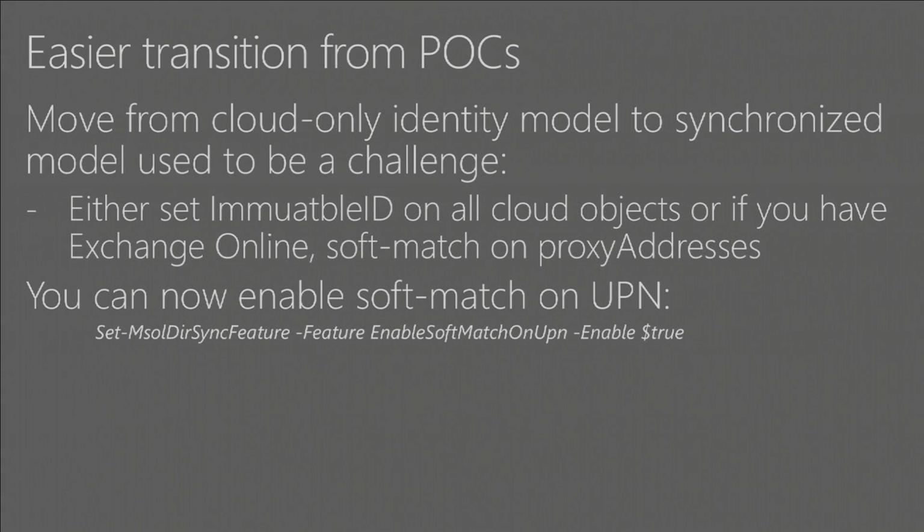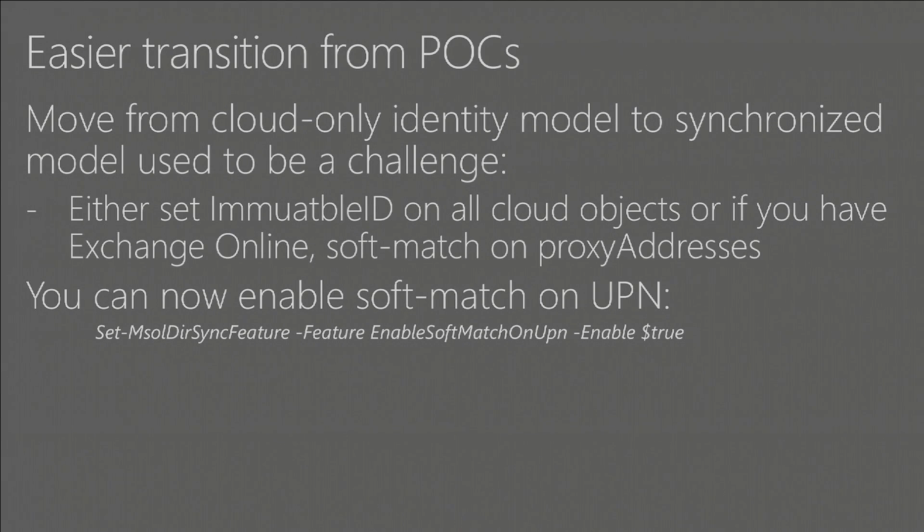And it used to be that the only way to do that was that you had to take the immutable ID and put that on every account in Azure Active Directory, which was a challenge because it was not that easy to actually calculate the value of the immutable ID. Or if you were lucky and actually had Exchange Online, you could set the proxy address and then we do the match on proxy address. Again, if you didn't have an Exchange Online license, you had to use immutable ID.